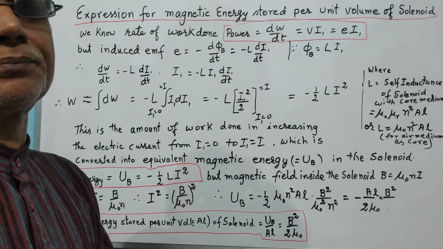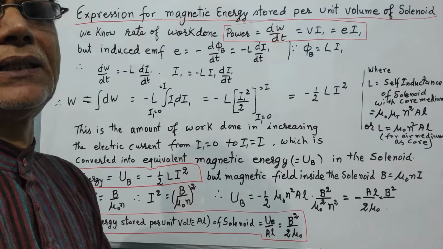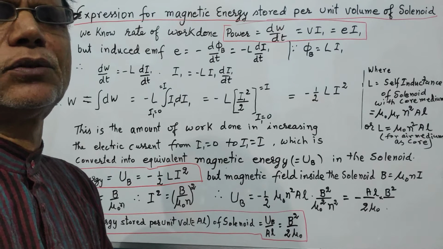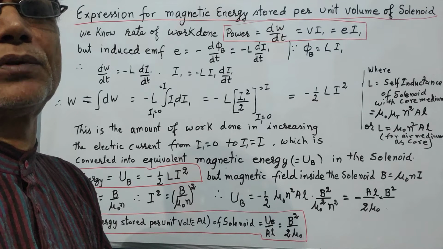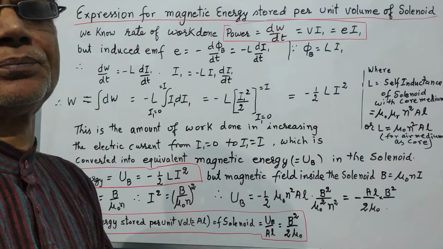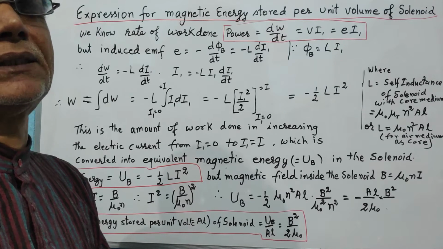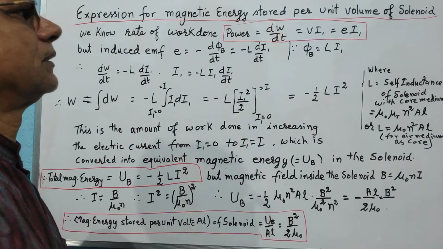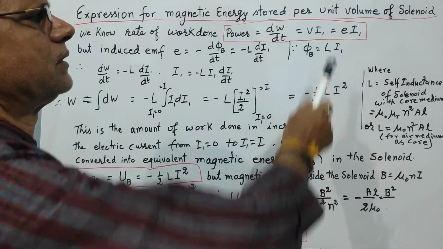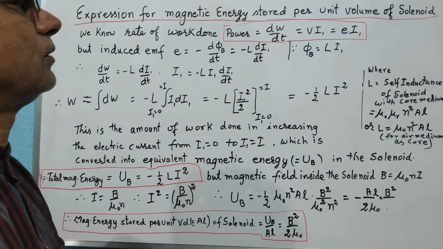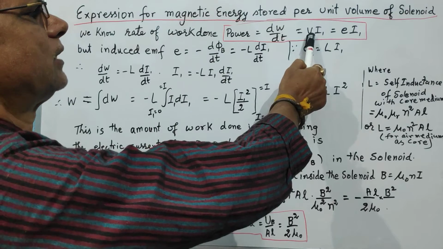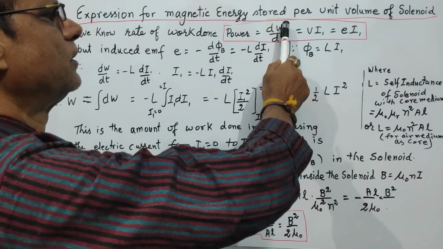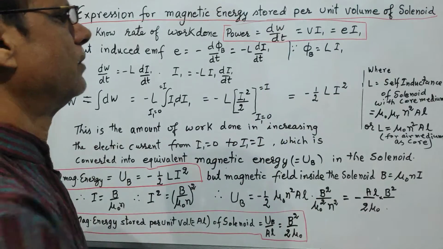So here you see, as the current flows through the circuit, some work is done, and we know the relation power is equal to potential difference into current. Power is nothing but the rate of work done, and that is the product of potential difference and the current flowing through the circuit. For potential difference we can write EMF E. So the rate of work done is equal to E into I1.